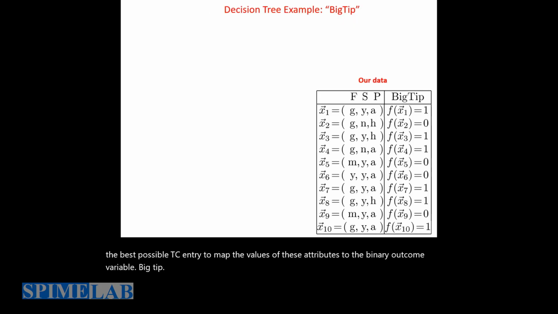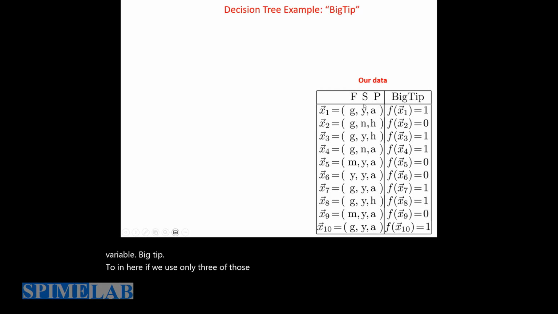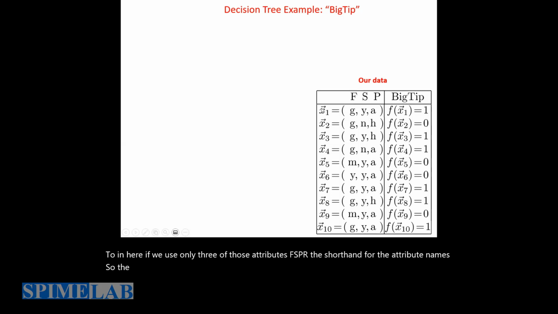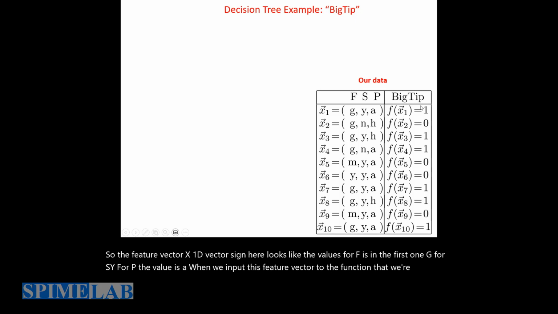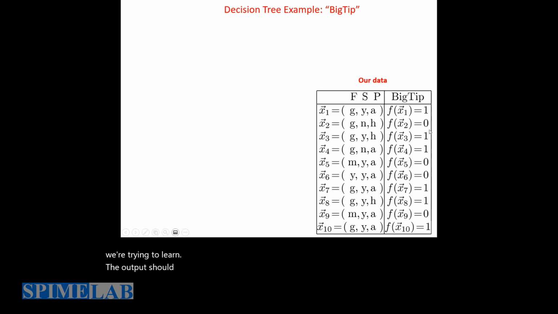So in here, if we use only 3 of those attributes, F, S, P are the shorthand for the attribute names. So the feature vector x1, the vector sign here, looks like the values for F is in the first one, G for S, for P the value is A. When we input this feature vector to the function that we are trying to learn, the output should be either 1 or 0.